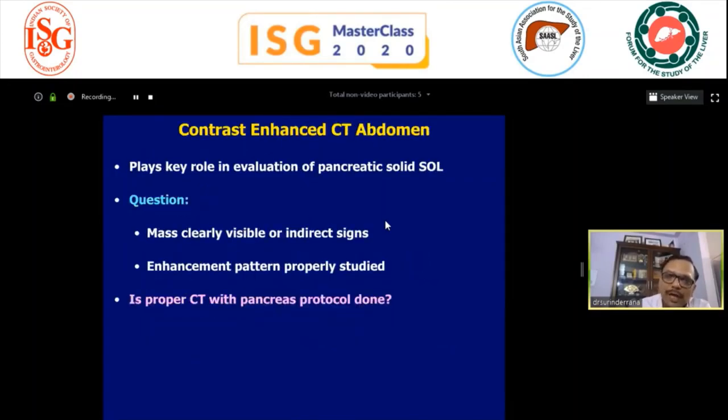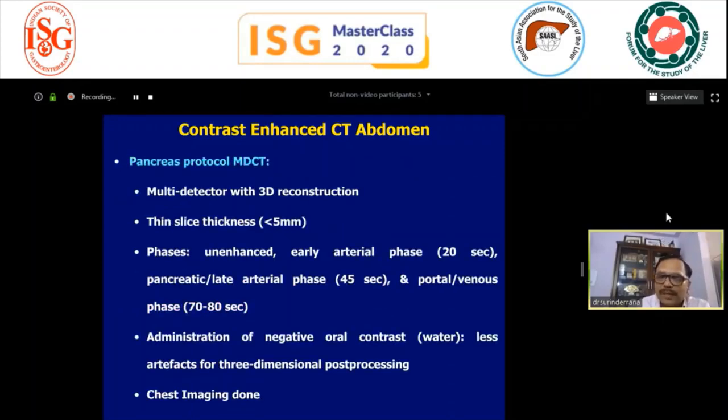So we have to rely on imaging, and contrast enhanced CT scan of the abdomen plays a key role in evaluation of pancreatic solid SOLs. And once we see a CT scan, we need to ask ourselves two questions. Is the mass clearly visible on CT, or do we just have indirect signs like a dilated main pancreatic duct or a dilated bile duct? And then if the mass is visible, has the enhancement pattern been properly studied? So in other words, is a proper CT with a pancreas protocol done? What do you mean by pancreas protocol? I like to spend some time here.